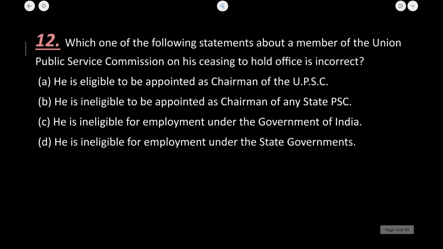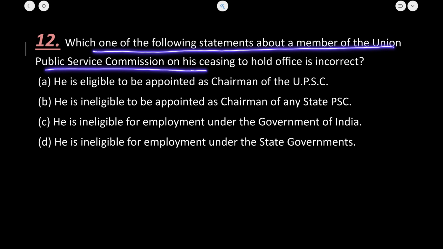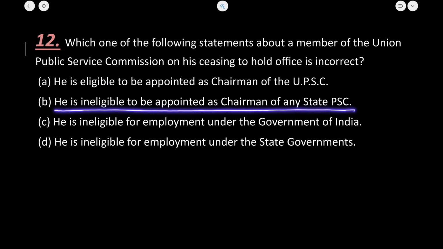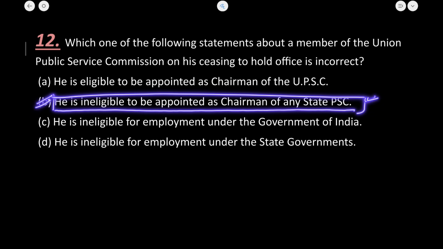Now next is, which of the following statements about a member of UPSC on his ceasing to hold office is incorrect? Now let us see the correct answer here. He is eligible for appointment. No. He is ineligible to be appointed as a chairman of any state PSC. Yes. The B statement here is true. So B is the right answer here.